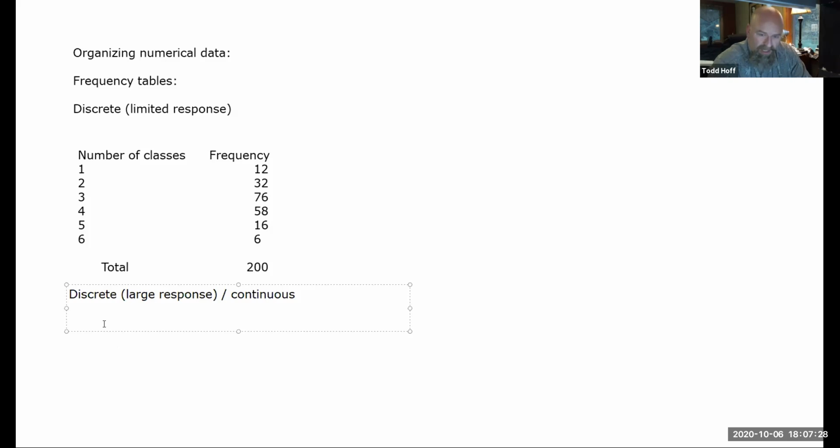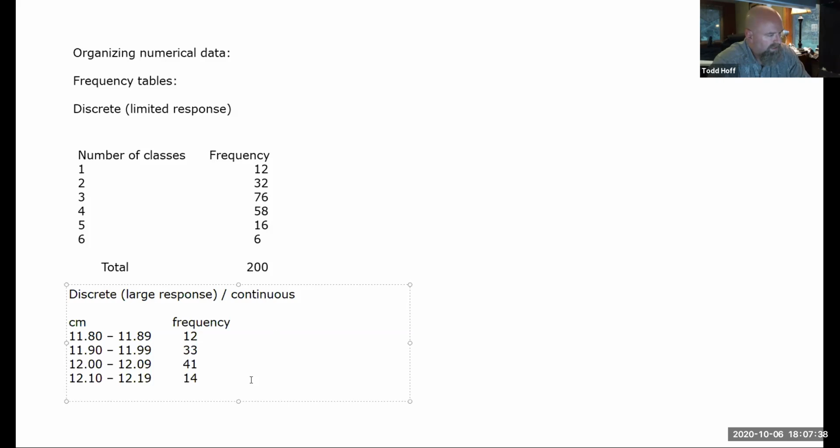This table is looking at the length of parts coming off a machine that's set to produce them at exactly 12 centimeters. Coming off, they're not exactly 12 centimeters. Some are a little bit shorter, some are a little bit longer, but they're close to 12 centimeters. So you can see here they're grouped. It's not just 11.8 centimeters, it's 11.80 to 11.90. How many are in that range? Because we can't possibly list all of the different possible lengths.